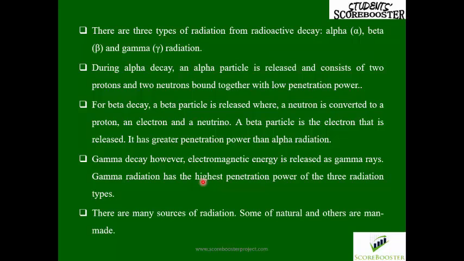That is the electron that is released, apart from the proton and the neutrino. Beta radiation has greater penetration power than alpha radiation. Aluminium can stop it, while an alpha particle can be stopped by ordinary paper.